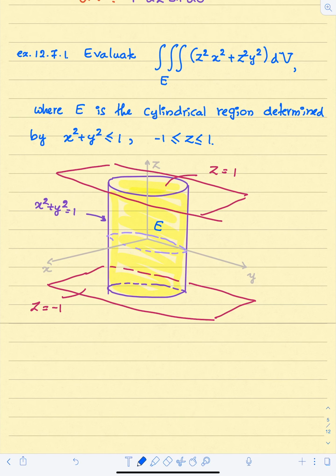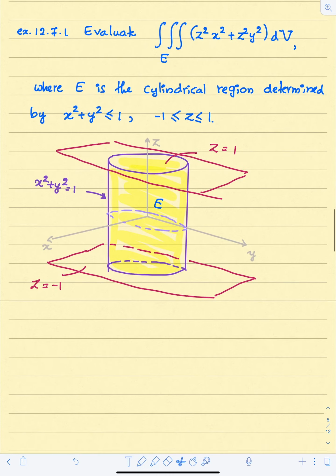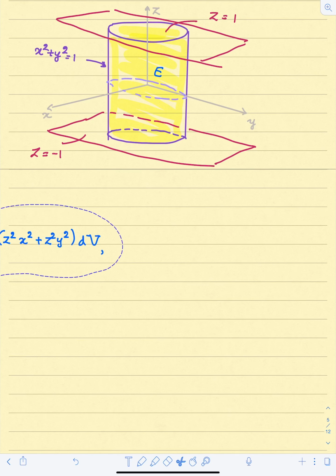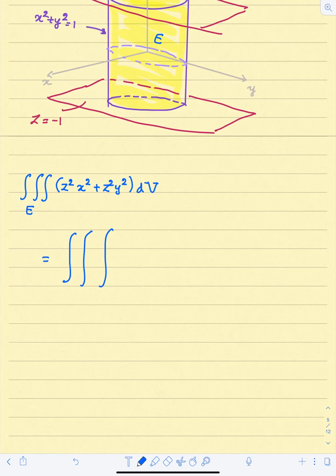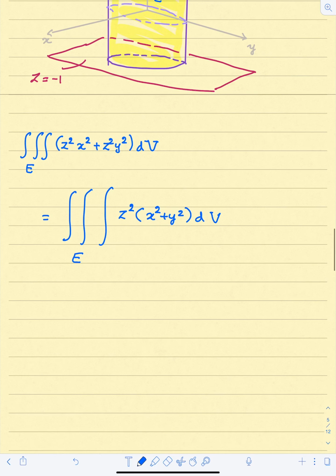Okay, let's convert this triple integral into a triple integral in the cylindrical coordinate system. Now we can factor out z squared from the integrand. So if you convert an integral into an integral in the cylindrical coordinate system, you should have r, theta, and z variables.